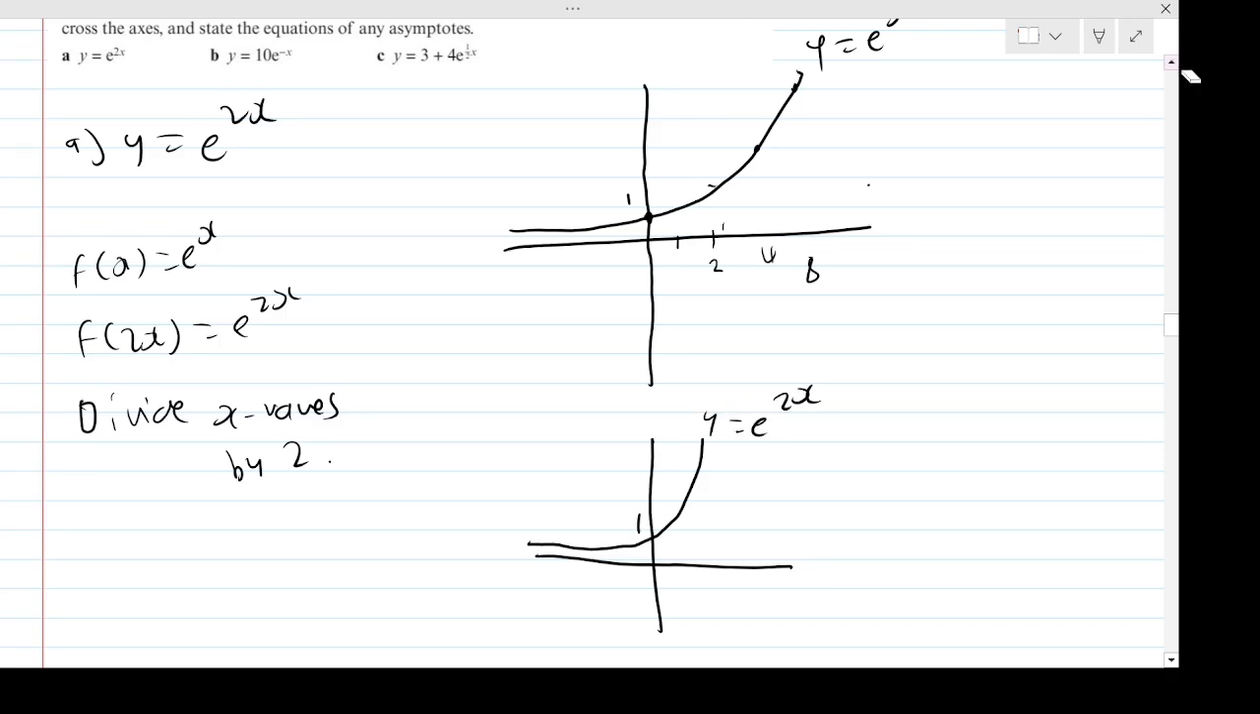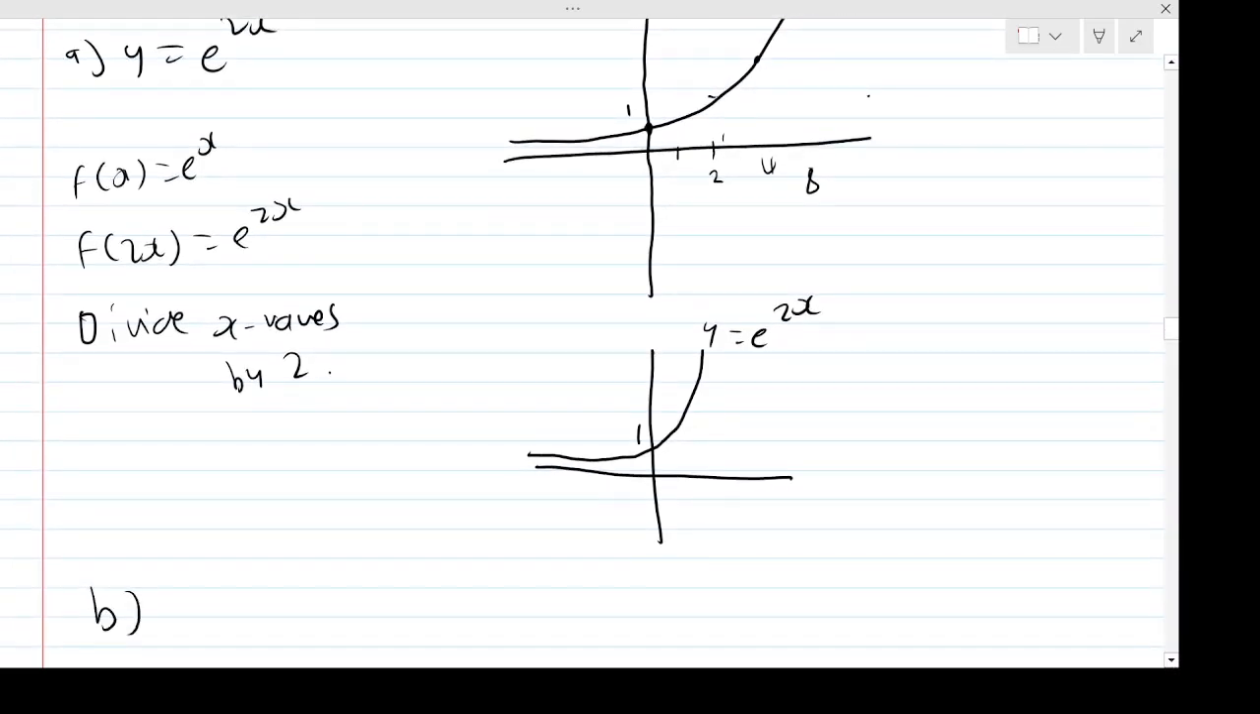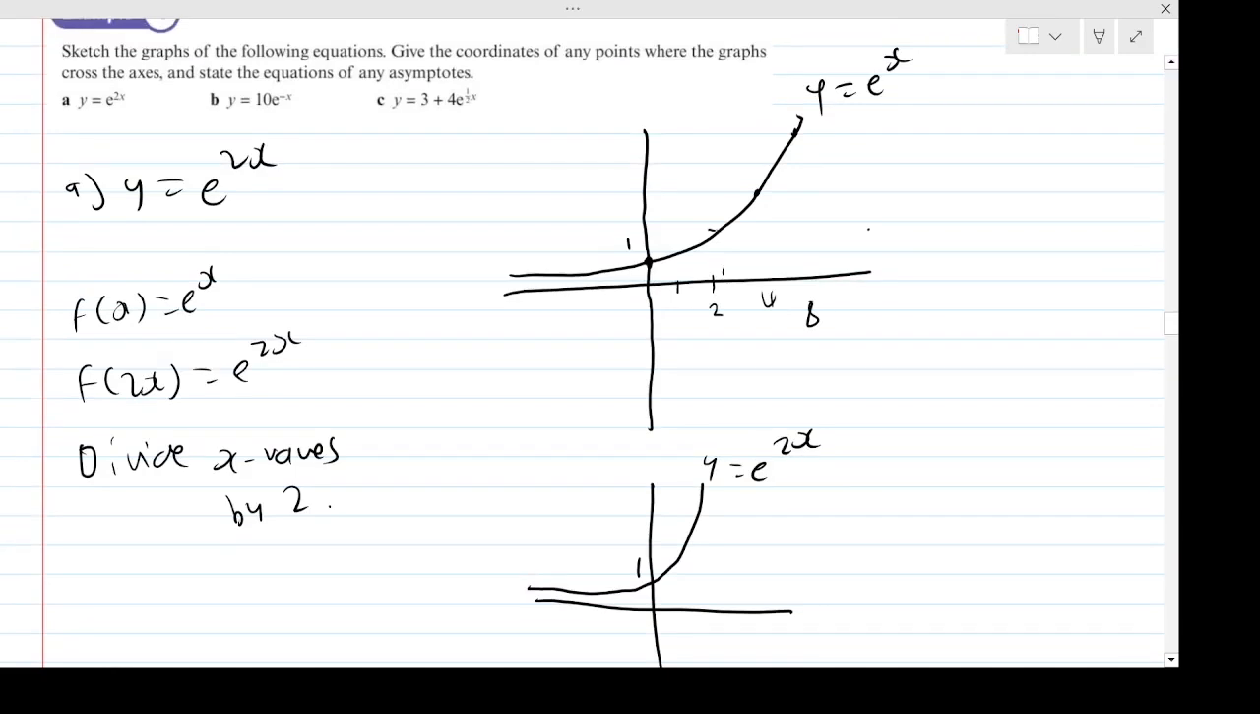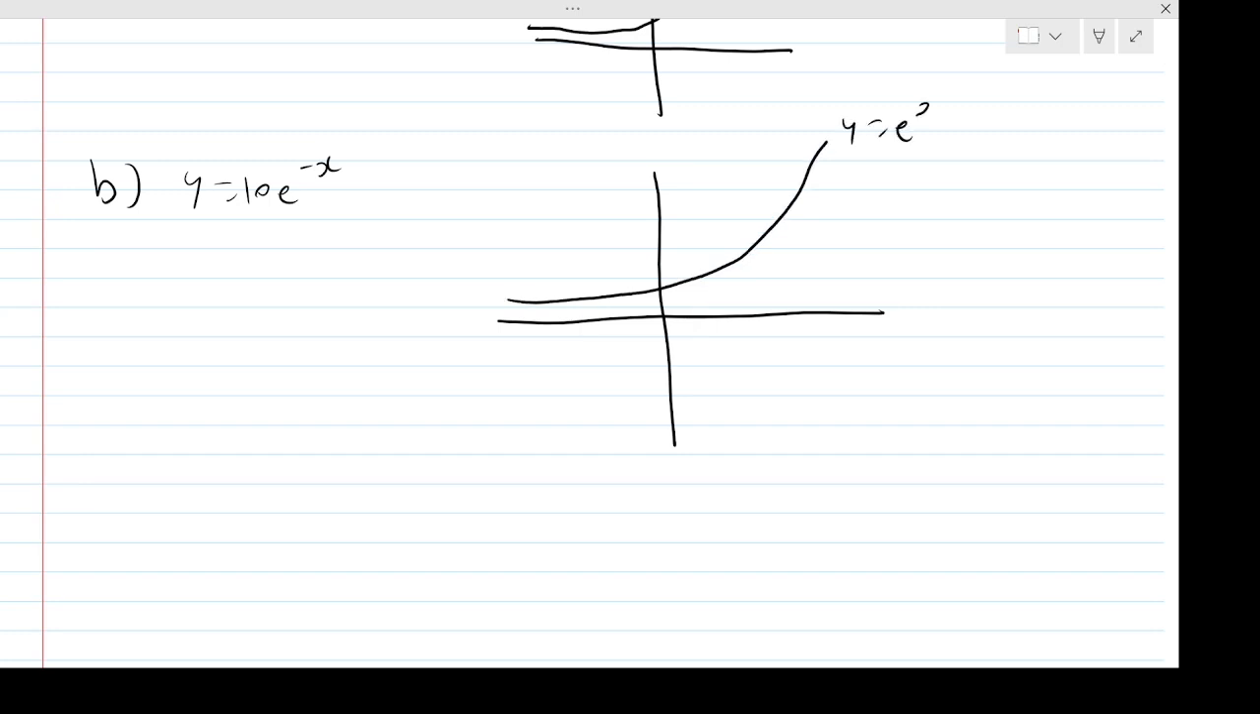Cool. Then for part B, we now need to sketch 10e to the minus x. What I suggest doing here is to sketch e to the x first, and then see what happens when we transform it. So e to the x again looks like that. Then firstly I'm going to sketch e to the minus x, because then I can just multiply by 10 at the end. So e to the minus x first.